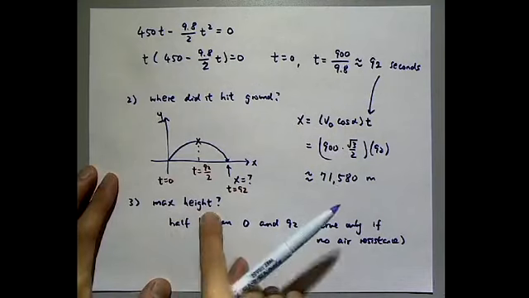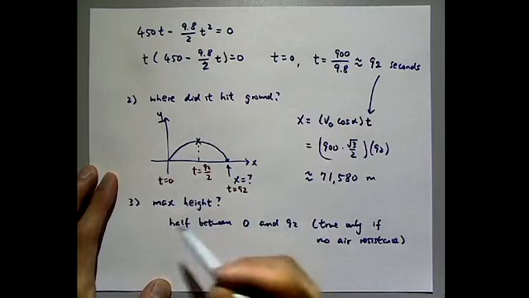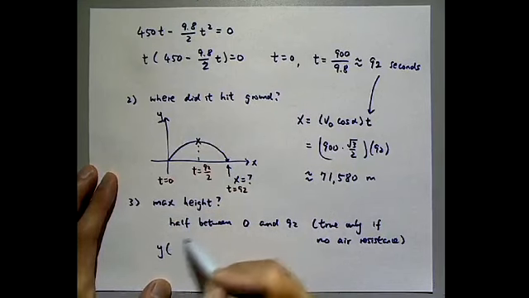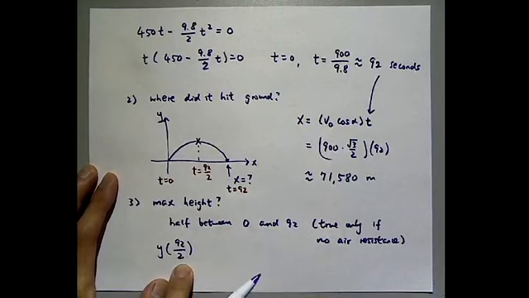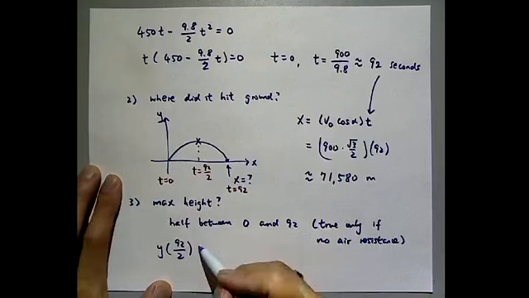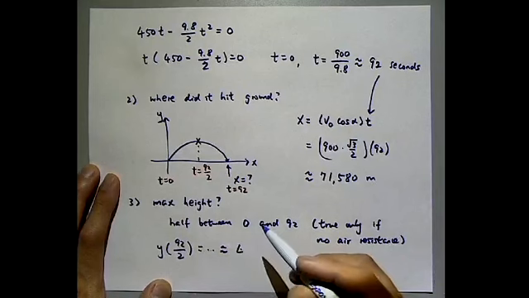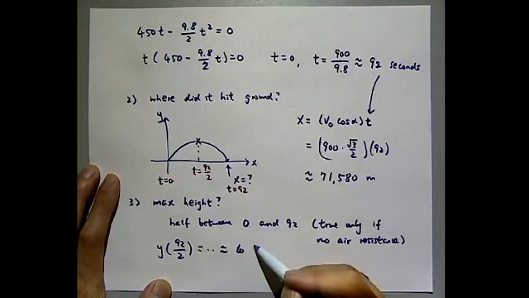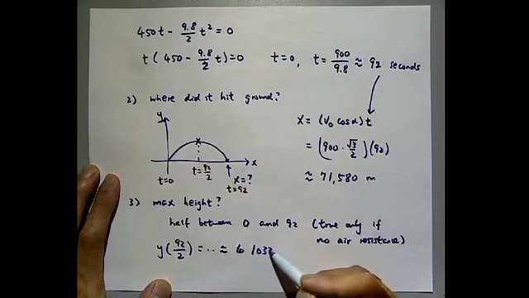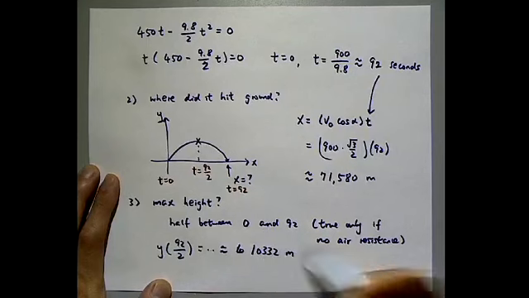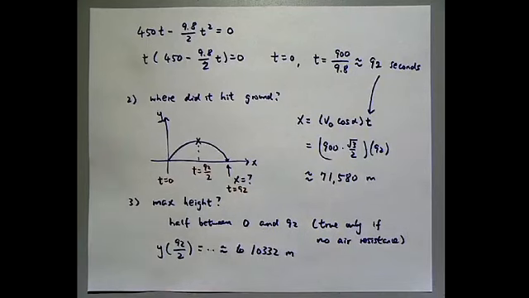So once again, I want to know altitude. So I go back to the y equation again, and I plug in this value for t. So skip a little algebra here. It's roughly that, 10,332 meters.